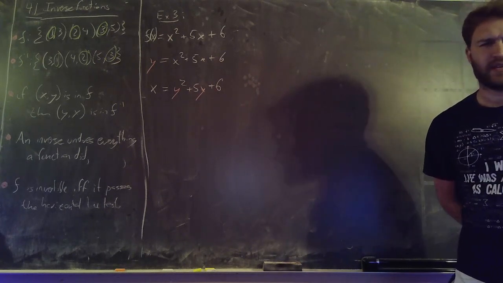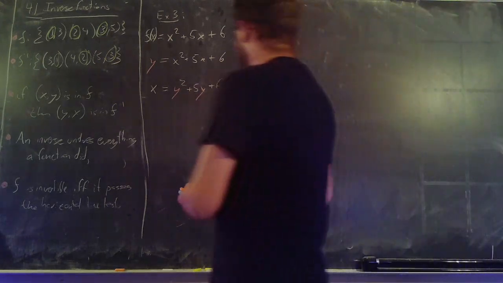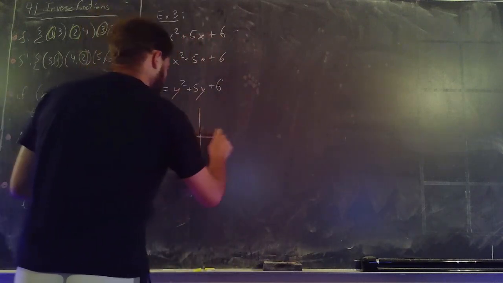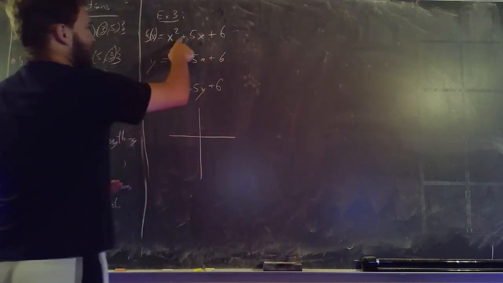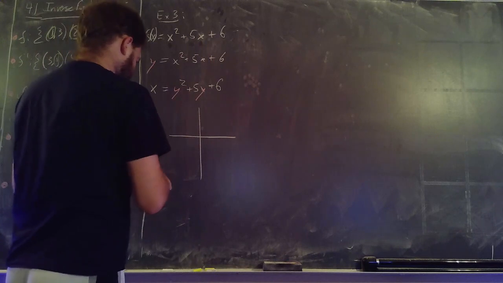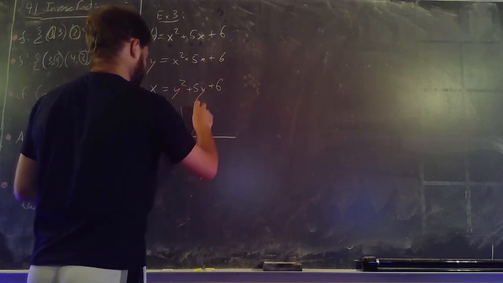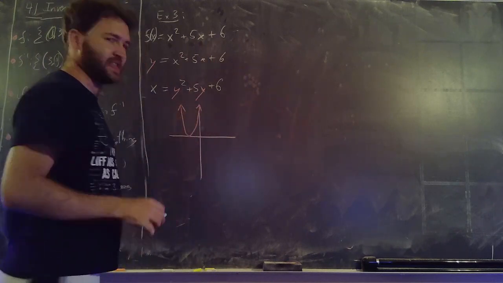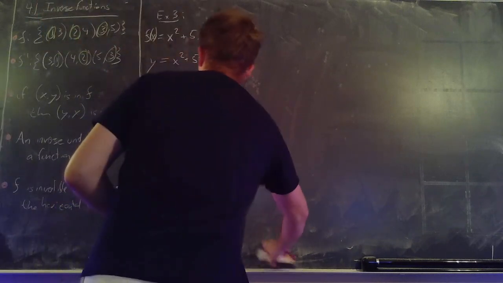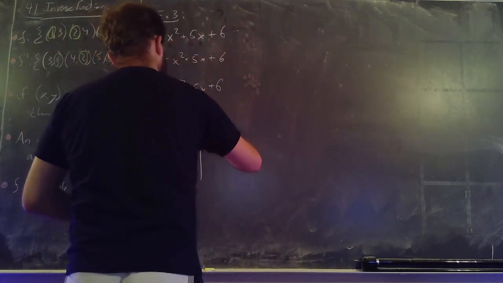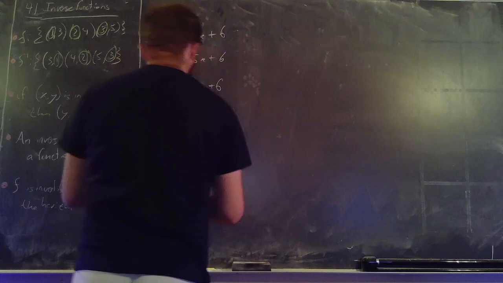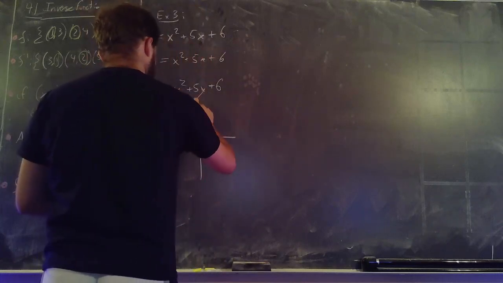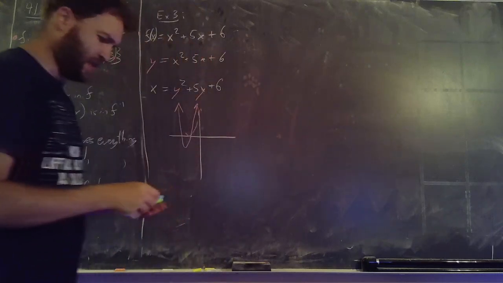What you'll notice about this, let me show you a graph. x squared plus 5x plus 6 kind of looks like this, more or less. It actually does cross the x-axis in two places, and I should probably do a better job of showing that. So it kind of looks like this.